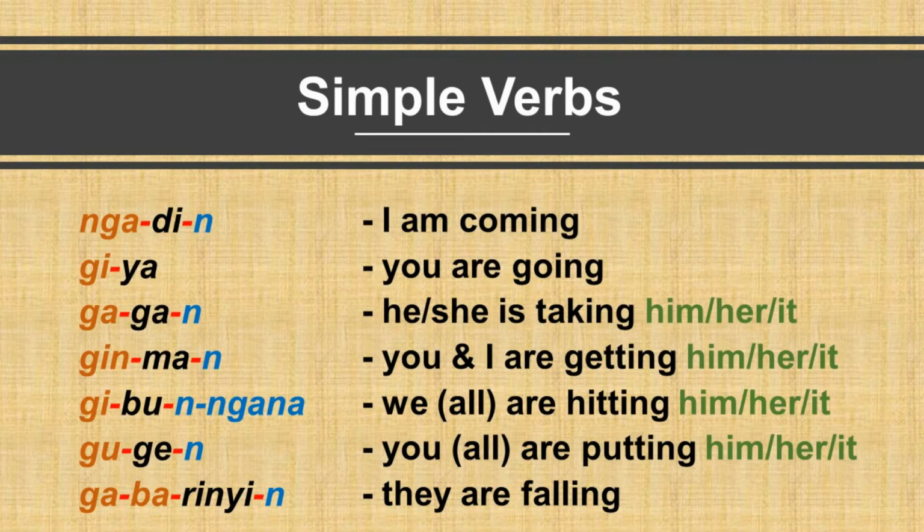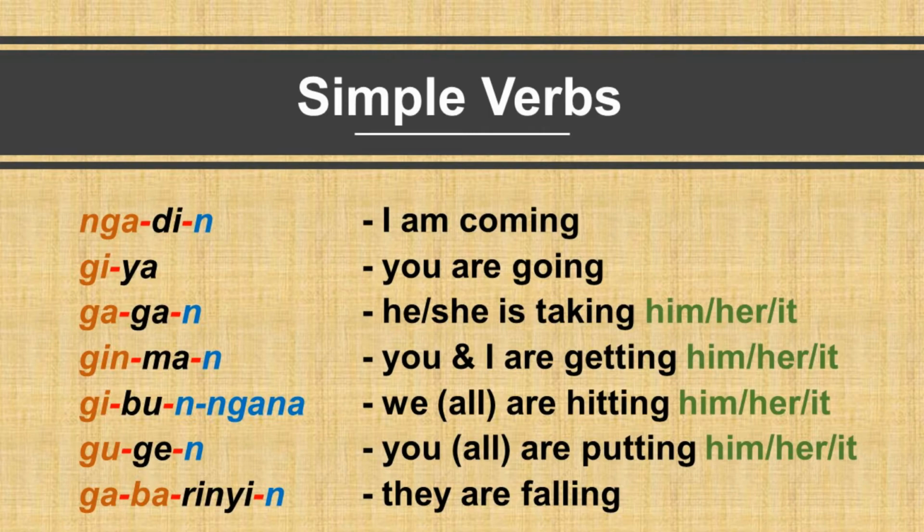Ginman, you and I are getting him, her, or it. Gibungana, we all are hitting him, her, or it. Gugin, you all are putting him, her, it. And now you can see here why I use this zero prefix for the third person plural. Because you use the same prefix ga as you would have used for he and she, but just adding the plural prefix ba. So you have actually two prefixes, ga for the third person and ba for the plural. So they are falling is 𝗟𝗲𝗿.